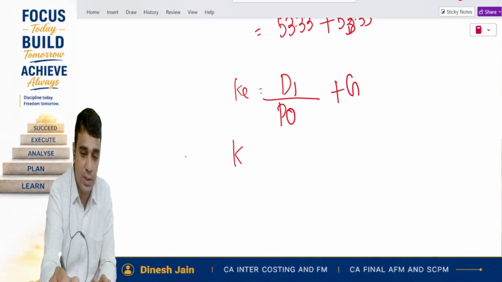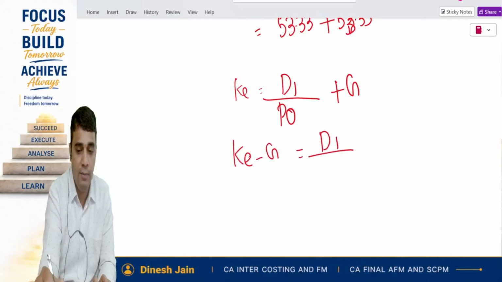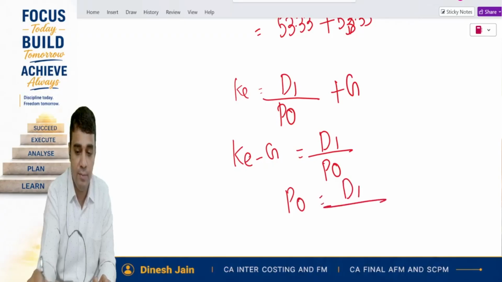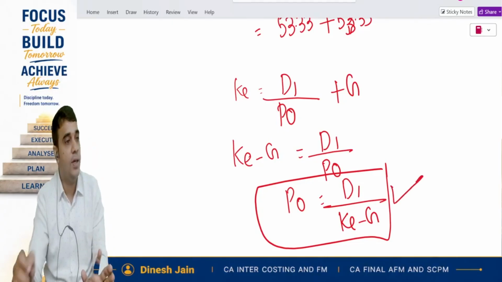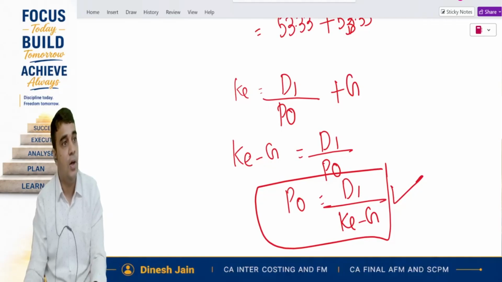I take G to the other side. KE minus G is equal to what? D1 by P naught. Take P naught to this side. P naught is equal to D1 by KE minus G, and this formula only Gordon gave. He gave the cost of equity formula, that is interchanged here. P naught is equal to D1 divided by cost of equity minus growth rate.